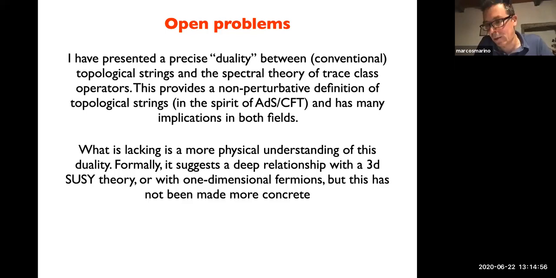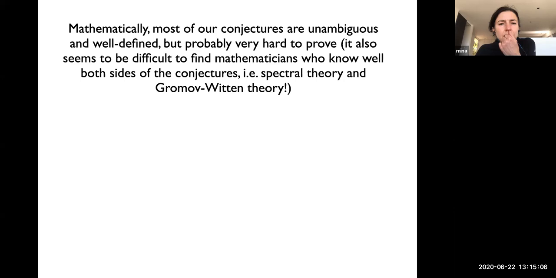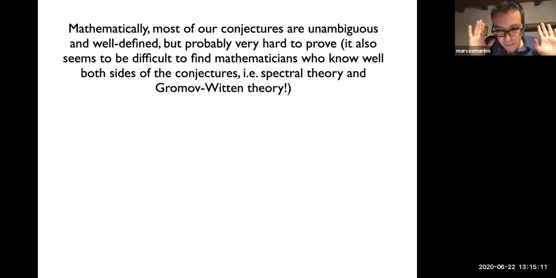And we would really like to make this more concrete. Now, mathematically, most of the conjectures we've made are very clear. I mean, they are very sharp. You can test them. But I think they are very, very hard to prove. And again, there is even this sociological problem that it's very hard to find mathematicians who know both sides of the conjectures. I mean, people who know spectral theory usually don't know about Gromov-Witten theory.